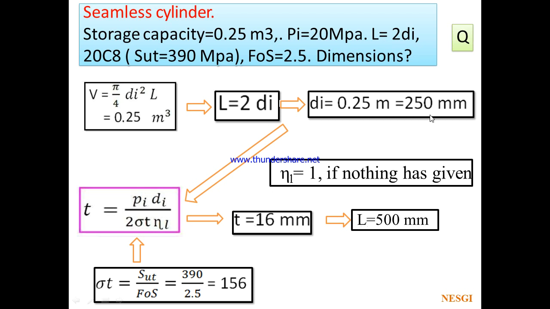Okay. And length, already diameter we have calculated. So length is 2 times the Di, means diameter is 250, length will be equal to 500 mm. Means diameter is 250 mm, inside diameter, next thickness is 16 mm, length is 500 mm. So these are the dimensions of the cylinder.